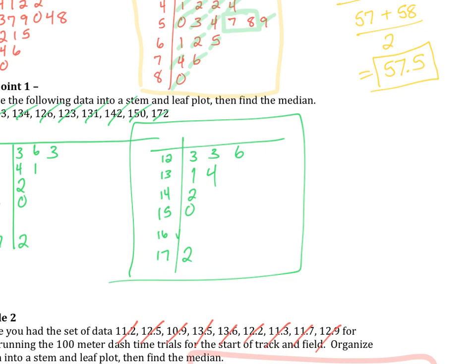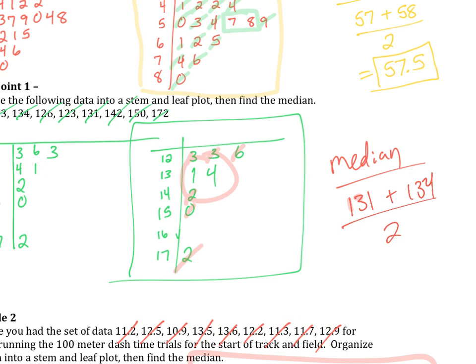And then for the median, let me change colors. We have to count our way to the middle. So cross off the biggest and smallest, next biggest, next smallest. So it's going to be directly between 131 and 134. So 131 plus 134 divided by 2 is 132.5.